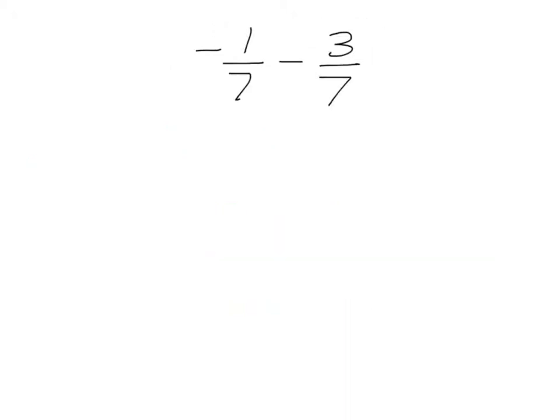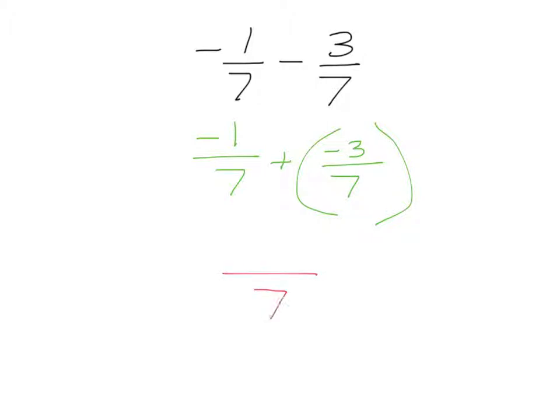For the next one, we have negative 1/7 minus 3/7. So we're going to rewrite it: negative 1/7 plus negative 3/7. The reason why we do that is because subtracting is really like adding a negative. Now with this one, make sure you're noticing this already has common denominators, so life is going to be easy here. 7 goes in the bottom. Negative 1 plus negative 3, signs are the same, so it's just 1 plus 3, which is 4. Since they were both negative, our answer stays a negative.